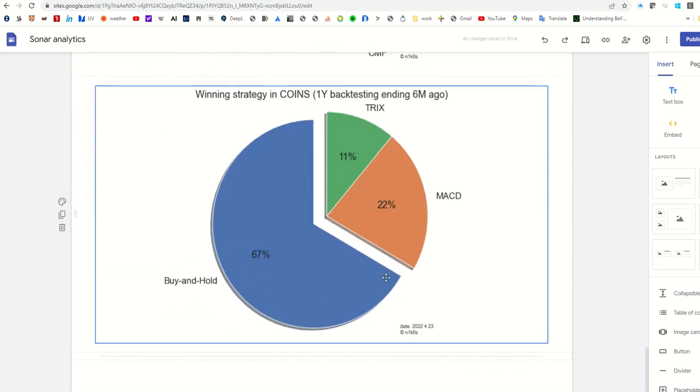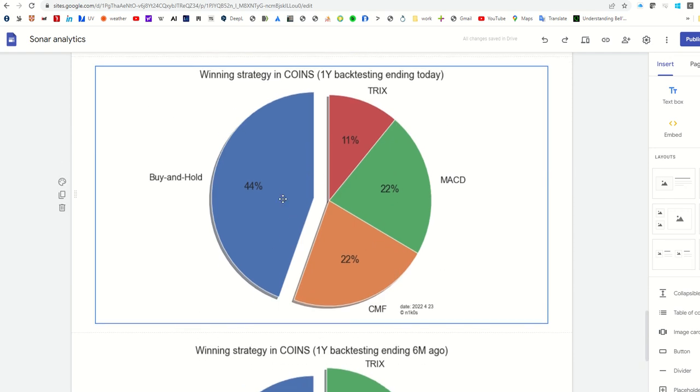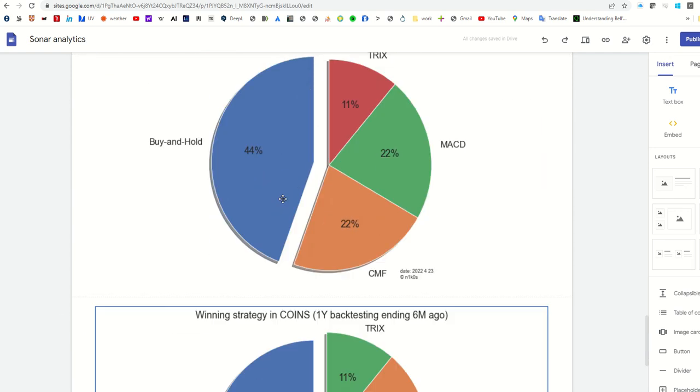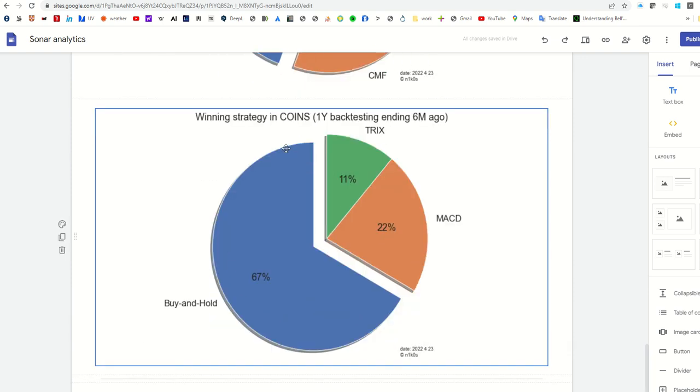Now I repeated that again, turning the clock back, putting the date back 6 months, and said let's do the same 1 year backtesting, but now it finished 6 months ago. In that scenario, buy and hold is by far the best strategy. What is interesting is that buy and hold is the winning strategy in both of these backtestings, both with 1 year backtesting as of today and with 1 year backtesting as of 6 months ago.